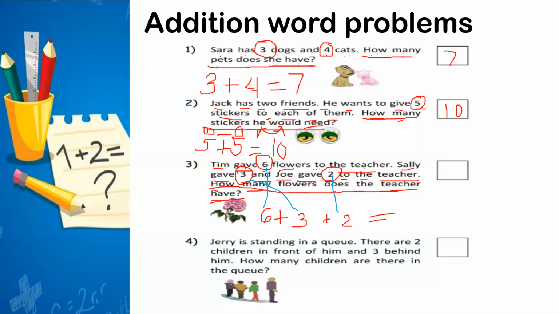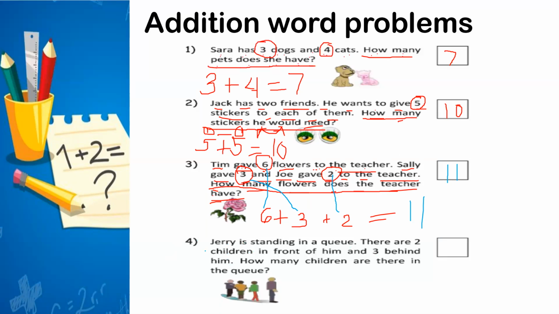How many do we have now? Okay, we have 11. There you go. Okay, so we have 11. All right, so now let's write 11 here. So the teacher has 11 flowers. Okay, so the teacher has 11 flowers. Okay, all right, so you're doing good.